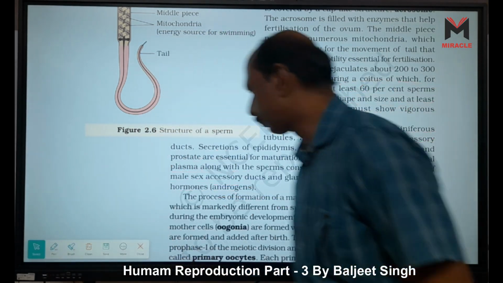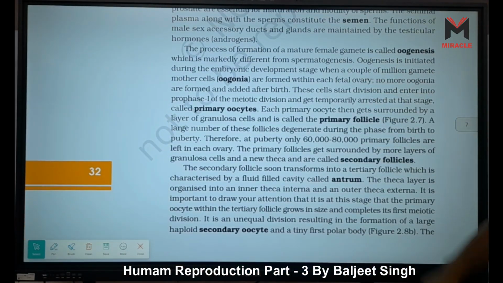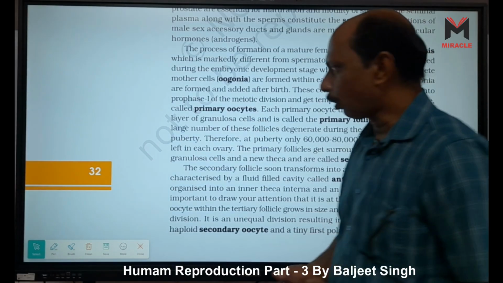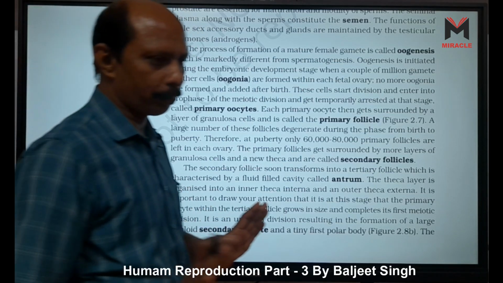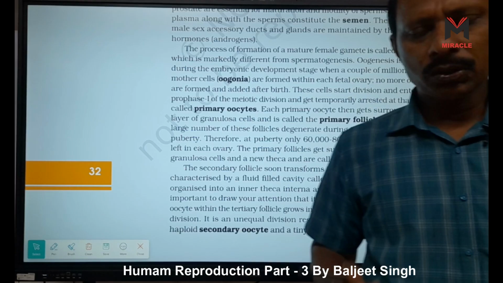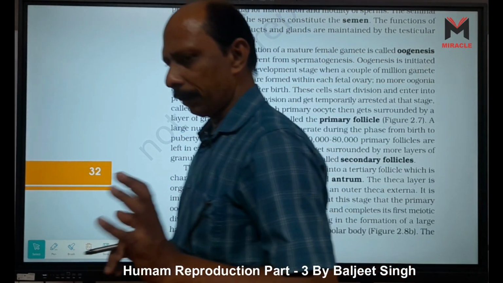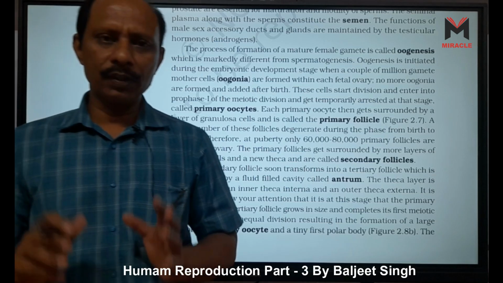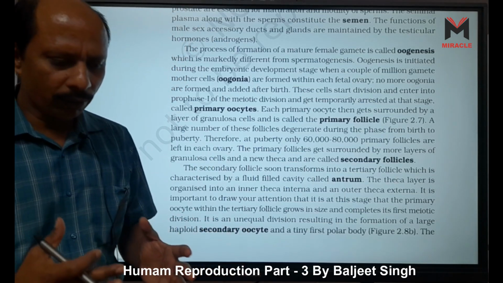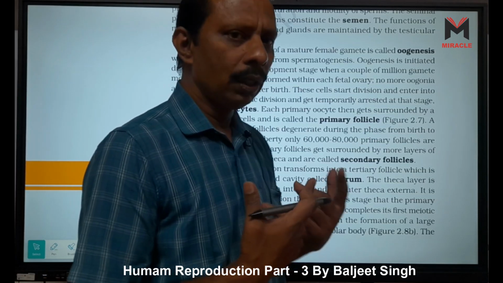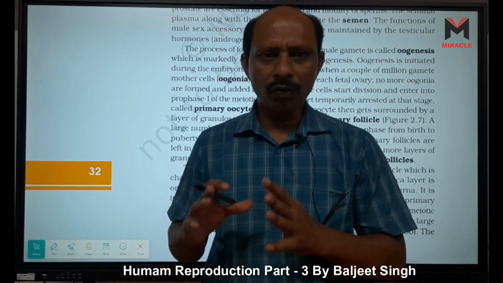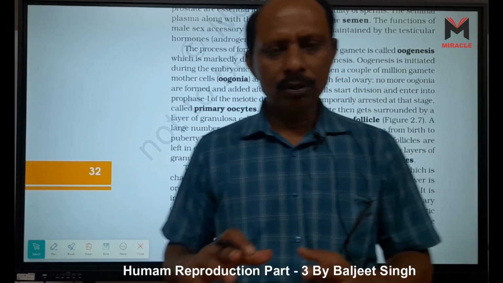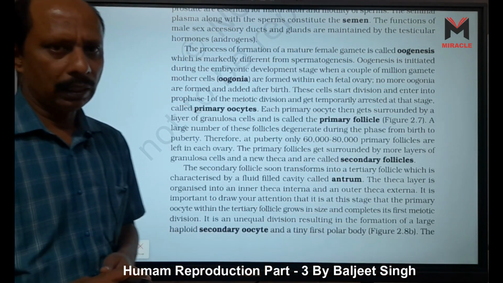Okay. Now here, the process of formation of mature female gamete. Now male gamete means it is spermatogenesis, clear, right? In spermatogenesis, we read some terms. Spermatogenesis means what? Formation of sperm. Spermiogenesis means what? Transformation of spermatids into spermatozoa. This is called spermiogenesis. Spermiation means what? Release of spermatozoa from seminiferous tubules. That is called spermiation, right?